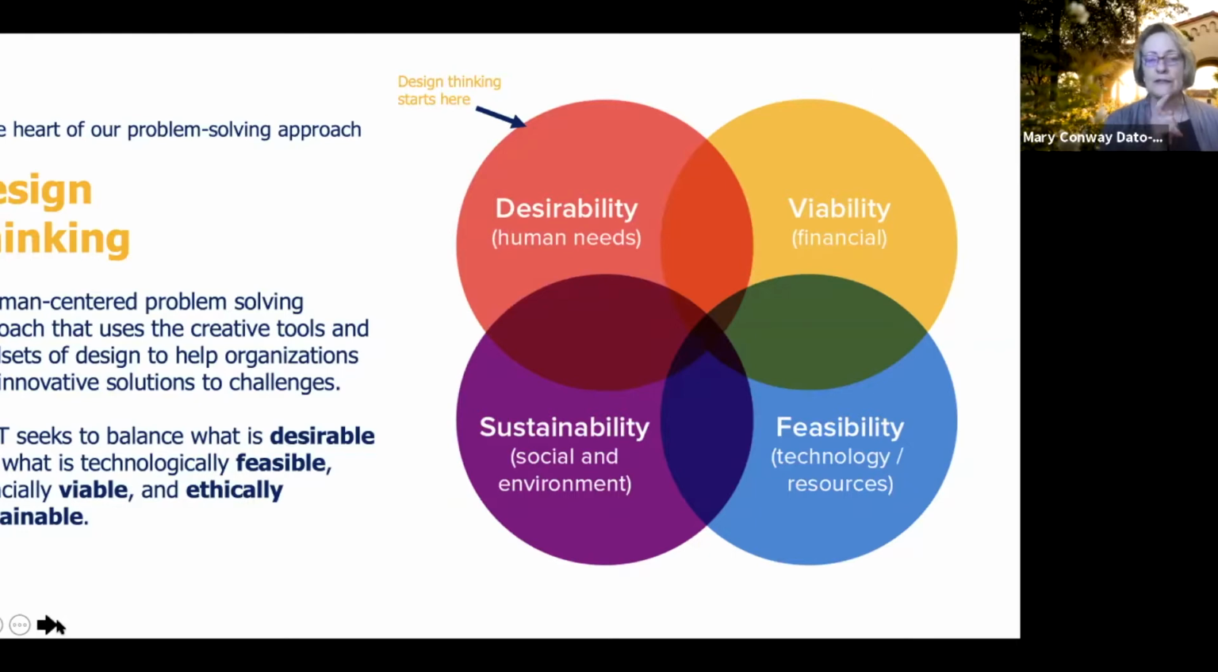And before we go off this slide, I want to make note of the little arrow there, and it says design thinking starts here, which is the desirability. And when we're thinking about desirability, we mean desirable to whom, right? So desirable to our users. You'll see some examples as we go through empathy, but it's really important that you remember that we start with what is the human need first, then we go through those other viable, feasible, and sustainable. Okay?